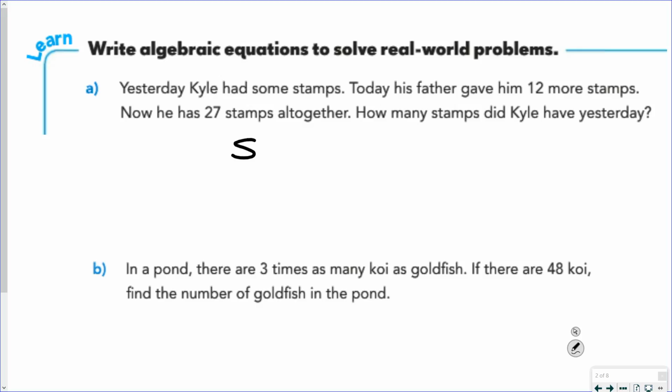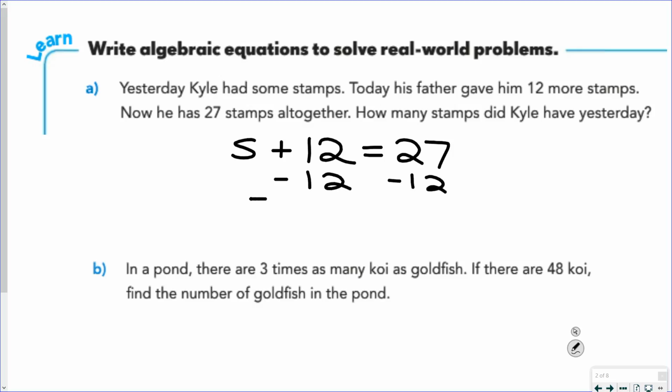Today, his father gave him 12 more stamps. Well, when his father gives him stamps, that means he's going to add to that. So we're going to add 12. And now he has 27 stamps altogether, which means the stamps he had yesterday plus the 12 stamps his father gave him would equal 27. So to determine how many stamps Kyle had yesterday, we're going to subtract 12 from both sides, just like we did in our previous lessons. The 12s cancel out, so we're left with S equals 15 stamps.